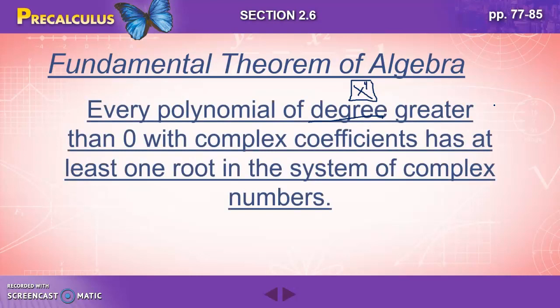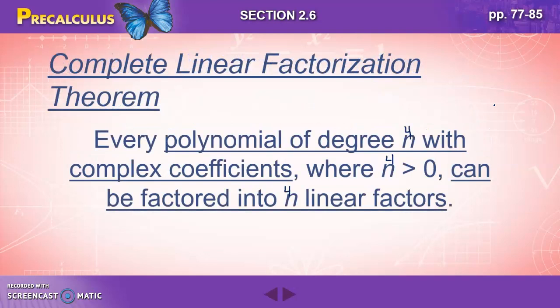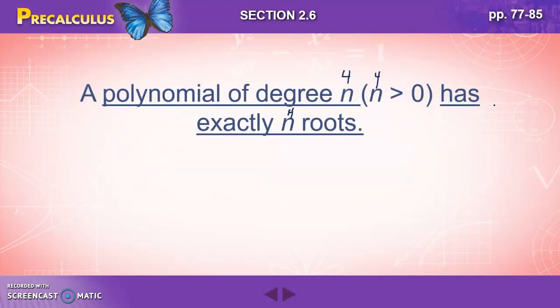Now, according to our fundamental theorem of algebra, every polynomial of degree greater than 0, remember degree is just the exponent with your variable, with complex coefficients, has at least one root in the system of complex numbers. Also, every polynomial of degree n, let's say 4, with complex coefficients where n is greater than 0, can be factored into n linear factors. So using 4 as an example, a fourth degree polynomial can be factored into 4 linear factors. A polynomial of degree 4 has exactly 4 roots. Now we can replace that n with any number as long as n is greater than 0.